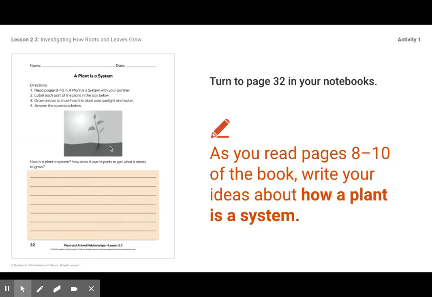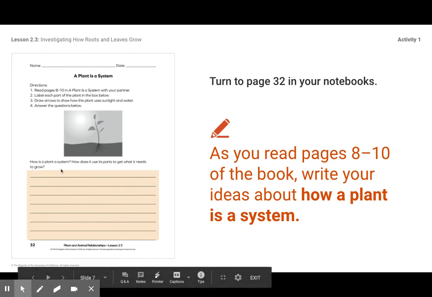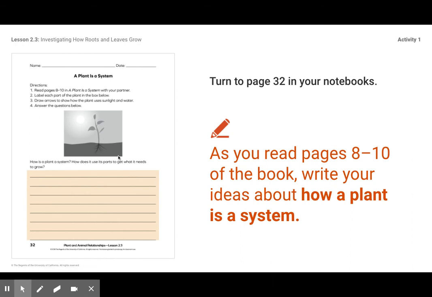So today you are going to complete this assignment by labeling each part of the plant in the box below. Then you will draw arrows to show how the plant uses sunlight and water. And then you will answer the question below. How is a plant a system? And how does it use its parts to get what it needs to grow? So here's some lines for you to respond to that question. And don't forget to label your picture.